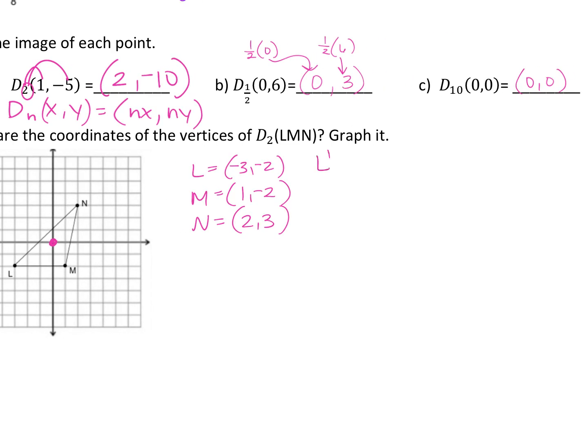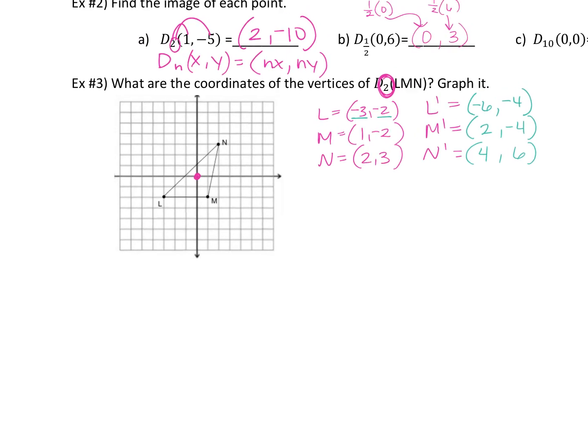Okay, so now we can find L prime, M prime, and N prime. This being the key, this little 2 right there, right? If we're doing a dilation of 2, what are we doing with that number? Multiplying by 2. So -3 times 2 is -6. -2 times 2 is -4. So that'll be your L prime. Then our M, 1 times 2 is going to be 2. -2 times 2 is -4. And then N, 2 times 2 is 4. And 3 times 2 is 6.